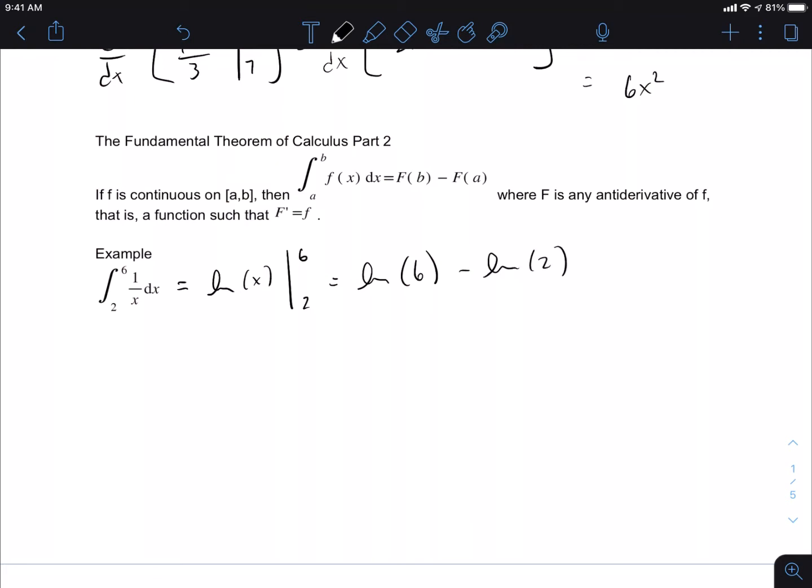But then, with logs, what do we know about minus? Oh, then they go over like one. So it becomes a division, right? 6 over 2, which will then give us ln of 3. And ln of 3 is the answer to this problem.